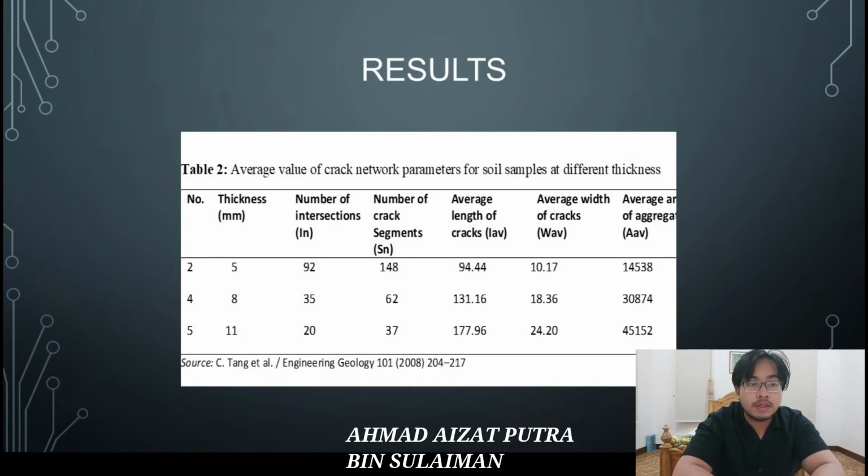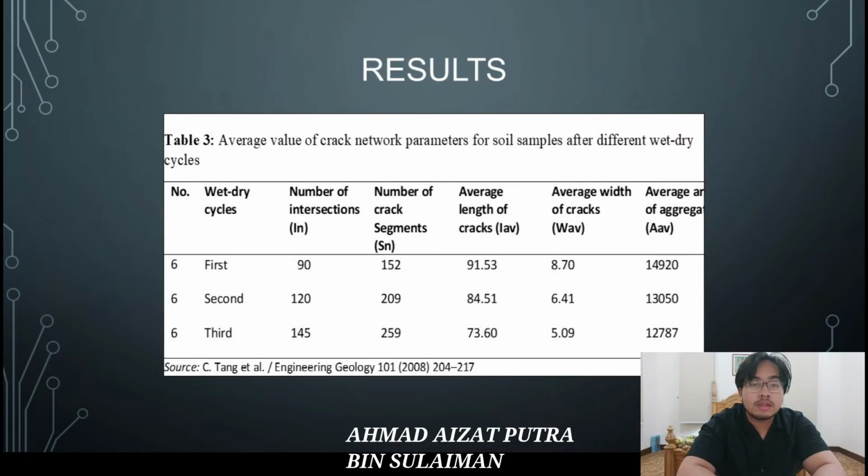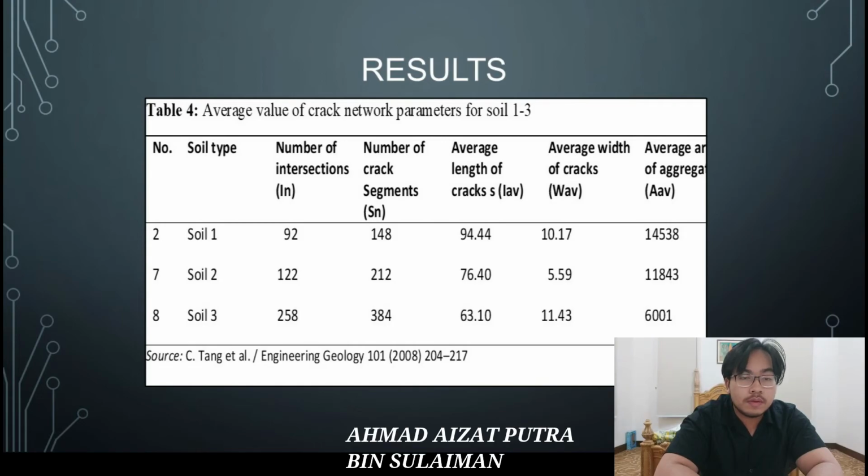Next, table number 3, which is samples with different wet dry cycles. There are 3 cycles: the first one, the second one, and the third one. This result is different from table number 1 and table number 2 because the first cycle obtained the lowest result for each parameter, followed by the second one, and then the highest, which is the third one.